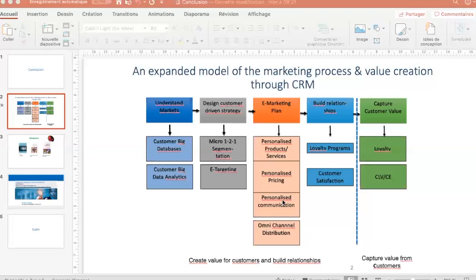You should personalize the communication. There you can use the electronic media, such as messenger, email, mobile marketing, in order to send the right message for the right personalized product at the right moment, at the right price, through personalized communication.